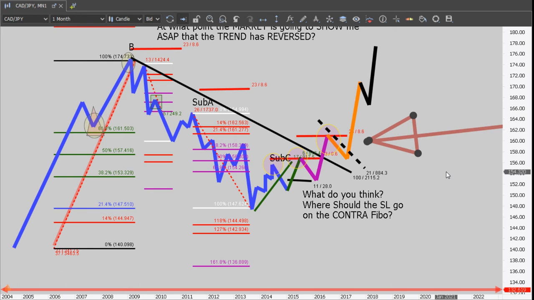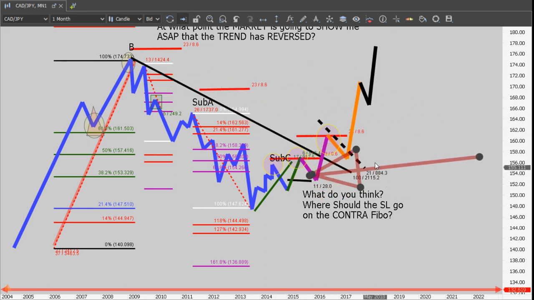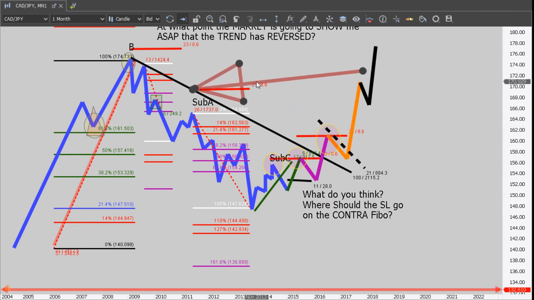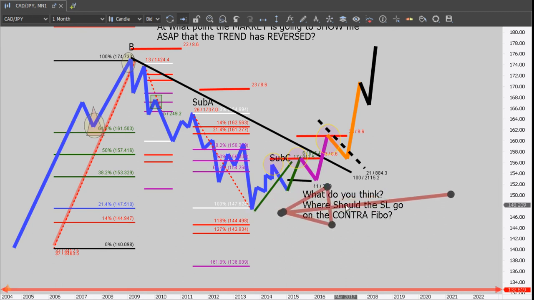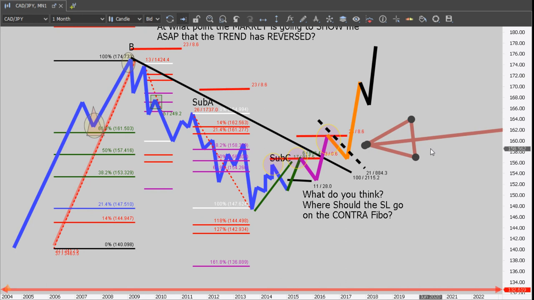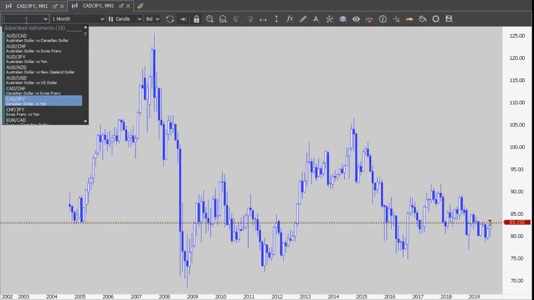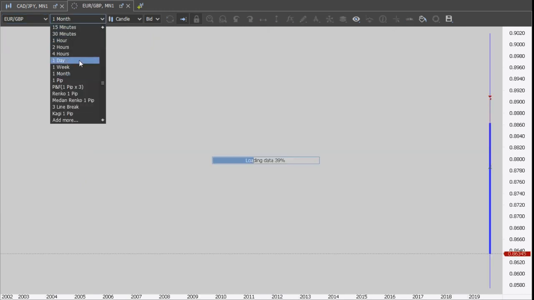Everybody, what is your answer? Time to Shine is asking, would you enter in here with the counter trend line break when the market breaks the downtrend line? It's making higher highs, higher lows. It's on the other side of the downtrend line. Broke the counter trend line. Sub C is confirmed. I mean, the C is confirmed. Would you enter this trade? And we are going to open, everybody, Euro GBP daily chart. Let me see.